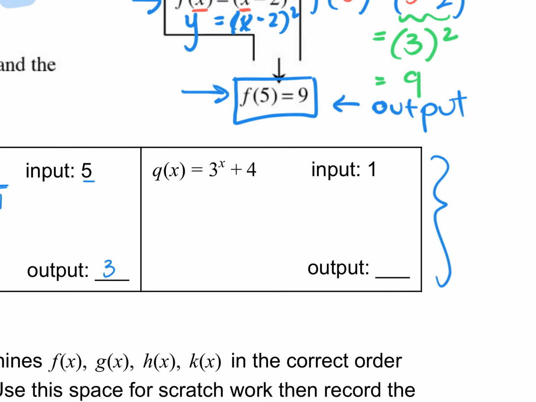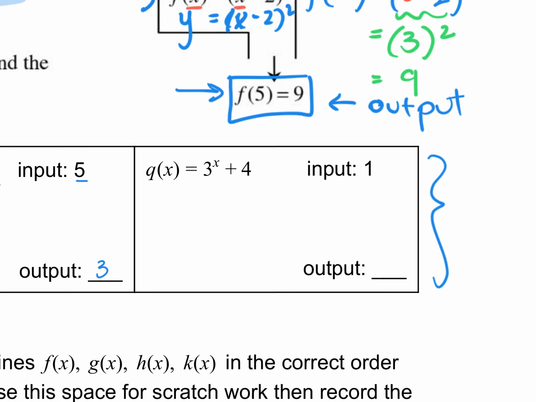And let's look at one more. q of x is equal to 3 to the x plus 4, where the input is 1. So that means I'm going to write q of 1 equals 3 to the first power plus 4. 3 to the first power is still 3. And 3 plus 4 is 7. So that means q of 1 is 7. With an input of 1, we have an output of 7 for this function.